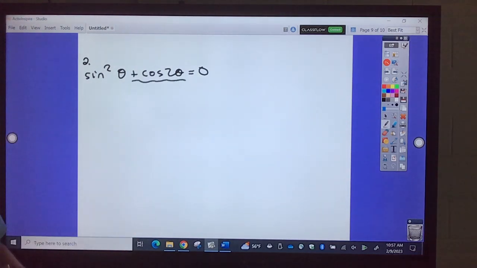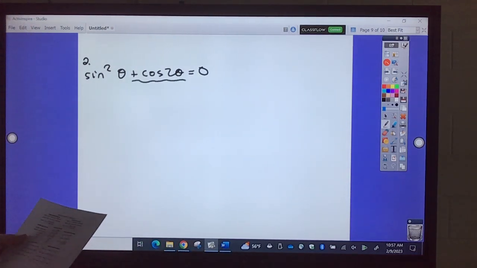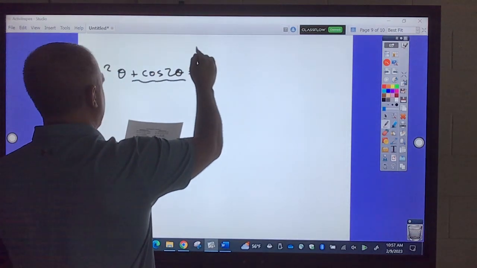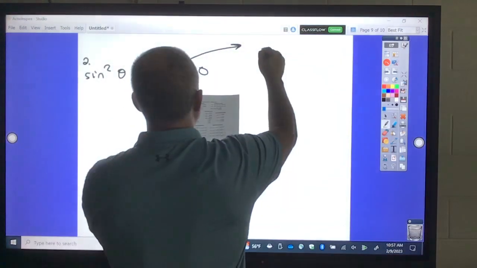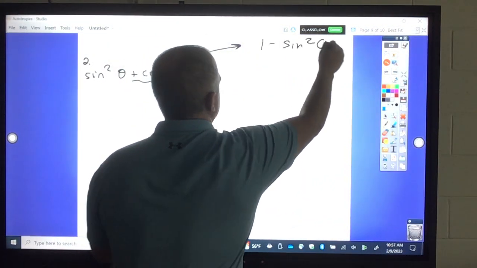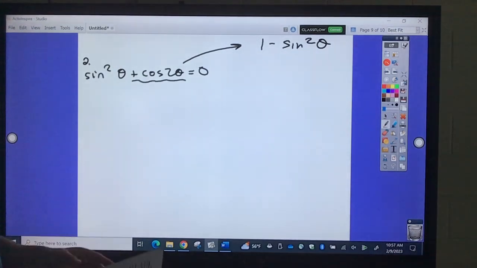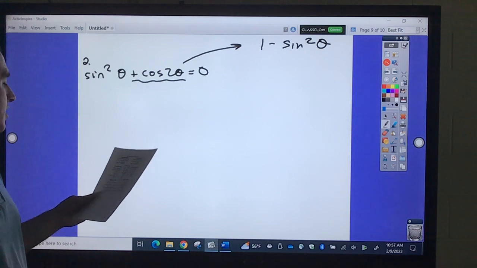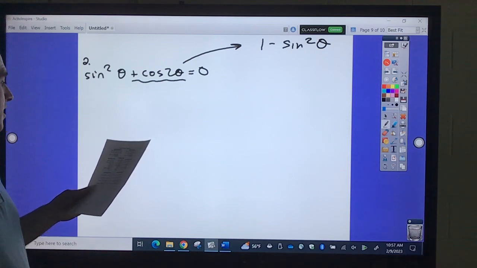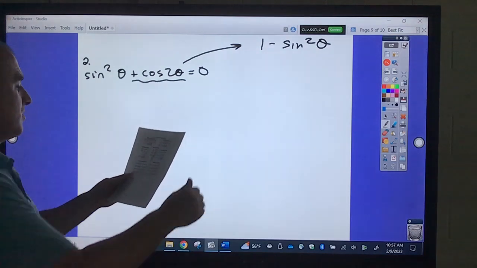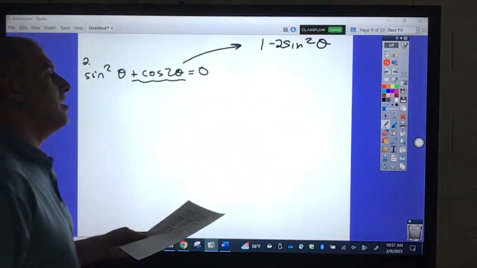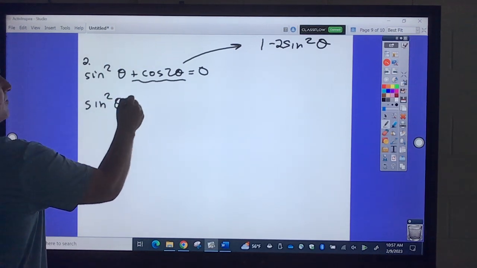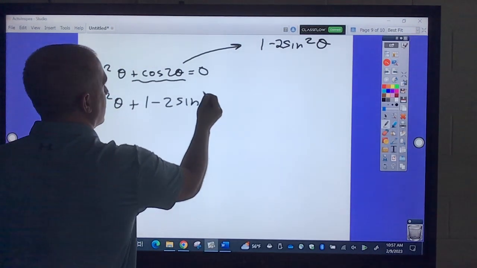The double angle will always trump the other one. Now, what I should do: there are 3 formulas to pick from. I would pick the one that says 1 minus 2 sine squared of theta. Why? Because I want to get to one trig function, instead of cosine of 2 theta or 2 cosine squared. So what this is going to be is sine squared theta plus 1 minus 2 sine squared theta equaling 0.